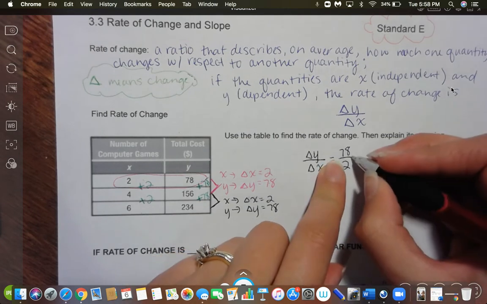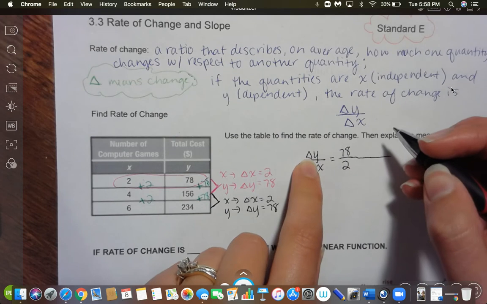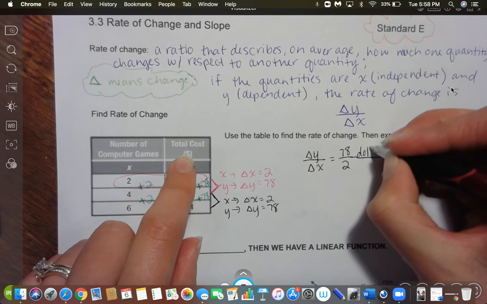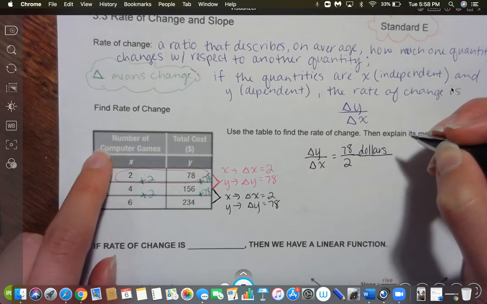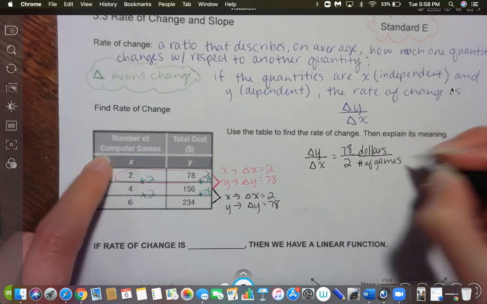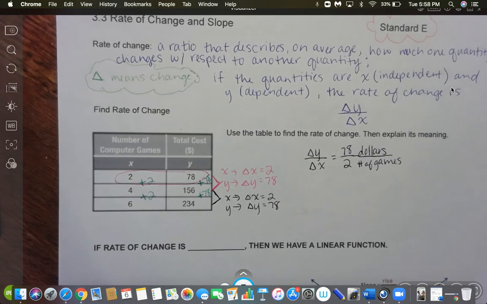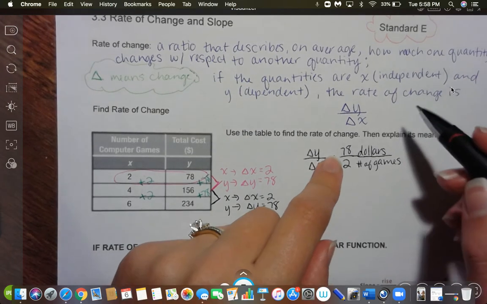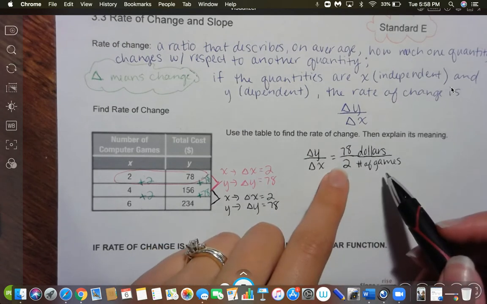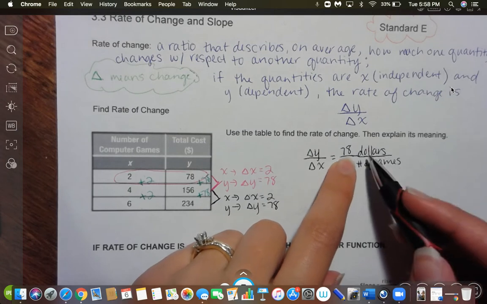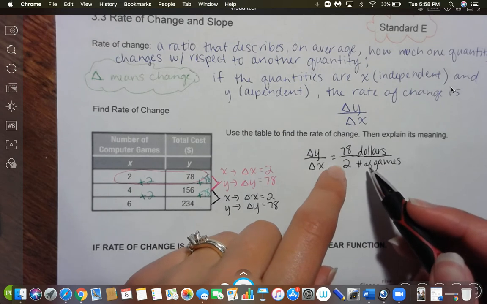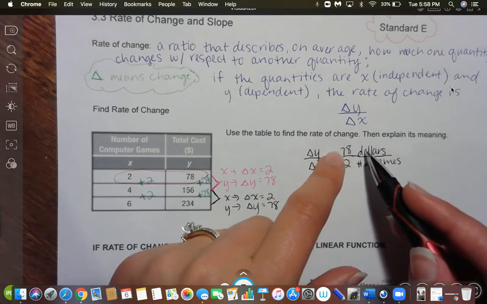And we could put our units on there as well. So our units for y is dollars, so I'm just going to write dollars. And for x, it's number of computer games. So I'll write number of games. So the meaning of this is that as the number of computer games goes up by 2, the total cost goes up by $78, right? So if I put 2 more computer games in my cart, I'm adding $78 to my cart.